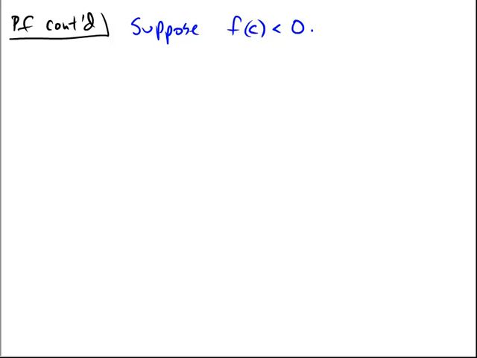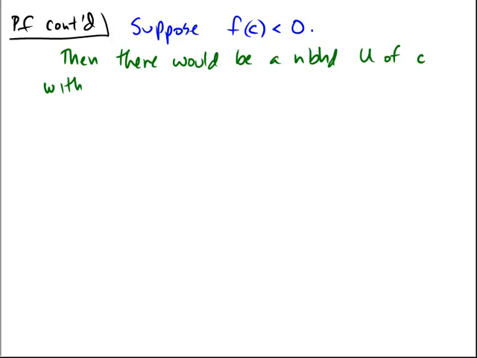Okay, what would that mean if that were true? Well, then there would be a neighborhood U of c with f(x) less than 0 for all x that happen to be in that neighborhood intersected with [a, b].